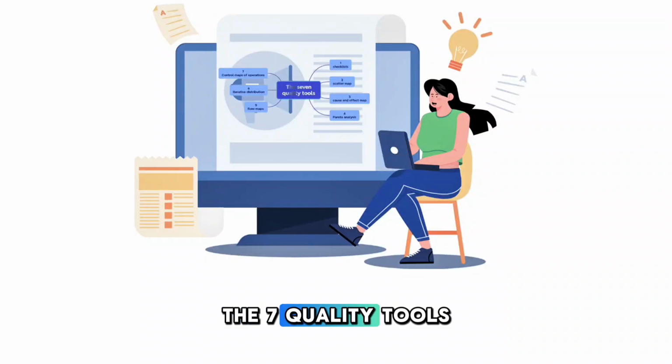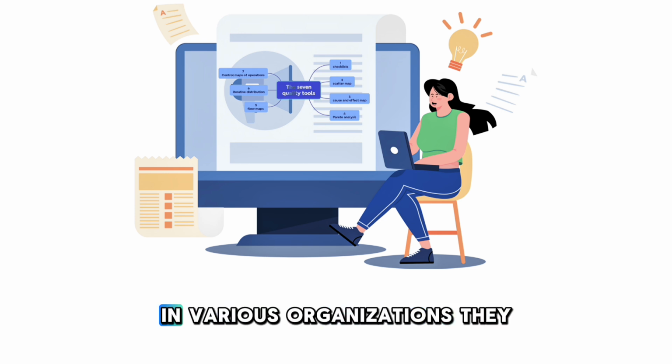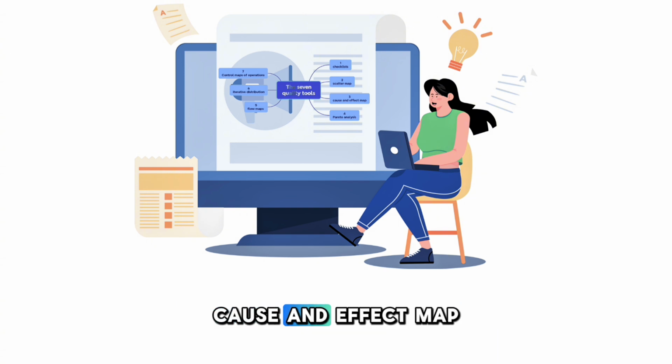The 7 quality tools. There are 7 analytical tools which can be used to solve the vast majority of quality-related problems in various organizations. They include: 3. Cause and effect map.